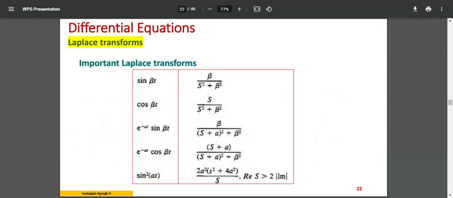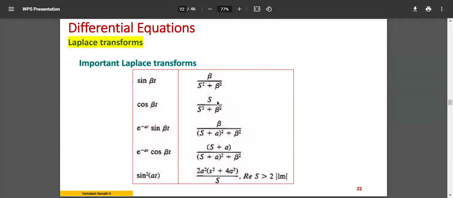Some more are there: sine, cos, e powers. Let us look at the first two, sine and cos. For sine beta t and cos beta t, let me compare them together. For sine and cos, the denominator is the same, s square plus beta square. What is beta? It is the coefficient along with the time. That beta value will come in the denominator as s square plus beta square. The denominator is the same, but in the numerator, for sine it is beta, a constant. For cos, the variable s will come in the numerator.